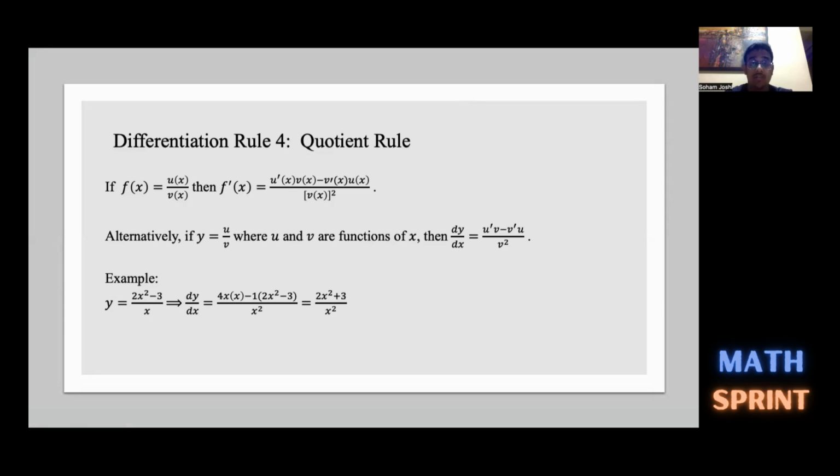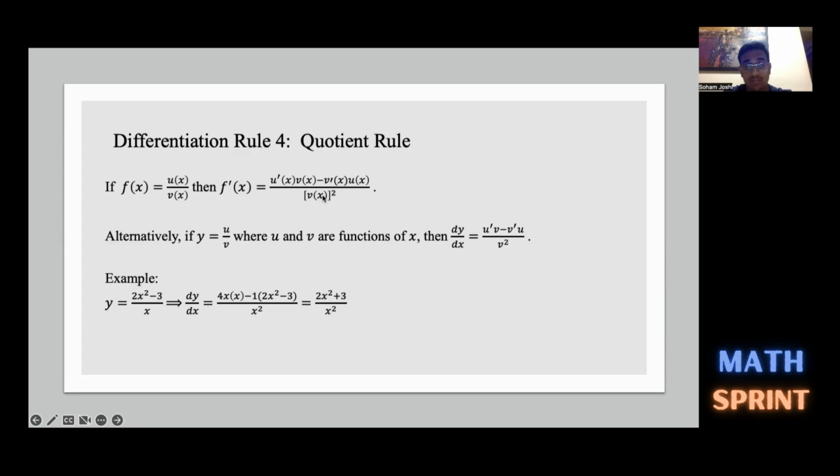Now, differentiation rule number 4. So if f of x is equal to u of x by v of x, that is to say f of x is the quotient of two functions, then f dash of x is equal to u dash of x multiplied by v of x minus v dash of x times u of x, the whole thing divided by v of x whole square. Pay attention to the fact that the denominator is v of x whole square and not v dash and not the square of v dash of x.